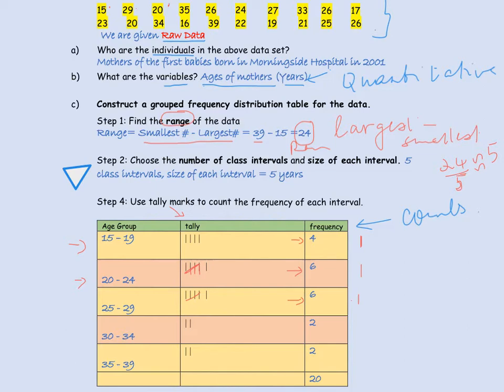In the age group of 30 to 34, we have 2. In the age group of 35 through 39, we have 2. So what we have now is a distribution of the variable, the quantitative variable, that is age. So these are the various values and these are the corresponding counts.